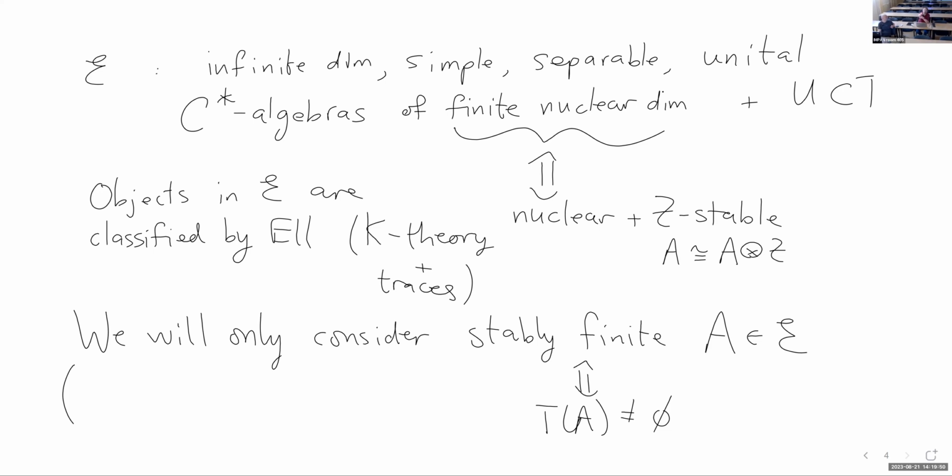Can you remind us again what UCT is? Yes. The UCT is the universal coefficient theorem for K-theory. The simplest way to describe it is that a C-star algebra is of UCT class if it's KK equivalent to a commutative C-star algebra.